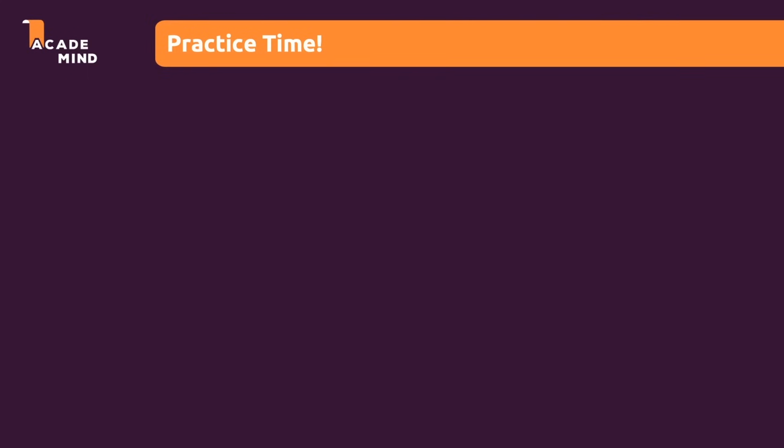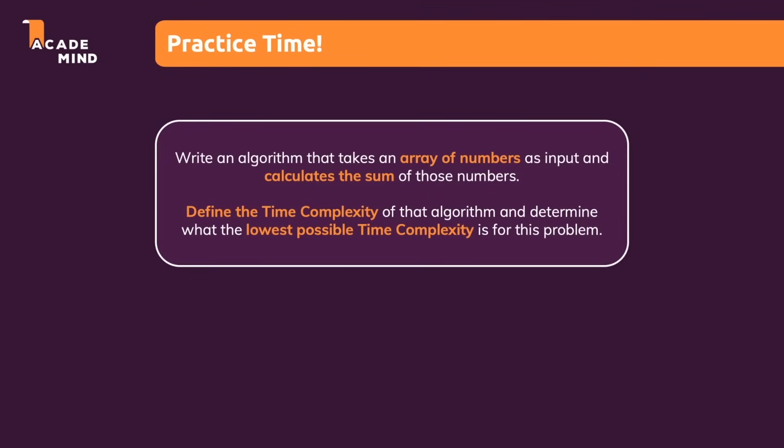I want you to write an algorithm, so write a function, that takes an array of numbers as input and calculates the sum of those numbers. Then define the time complexity of that algorithm you came up with and check if there is a faster alternative. So find out what the lowest possible time complexity, so the fastest possible algorithm, is for this problem.